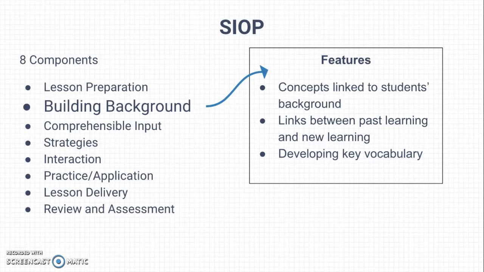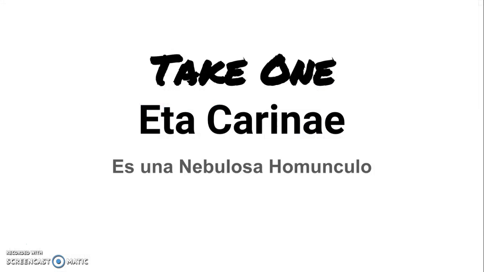When we look at Building Background, like I said, number 2 of the 8 SciOp components, the features included within that SciOp component are concepts linked to students' background, links between past learning and new learning, and developing key vocabulary. Let's take a look at an experiential lesson and figure out if we can spot those features about SciOp Building Background. Take 1, Ada Karina.